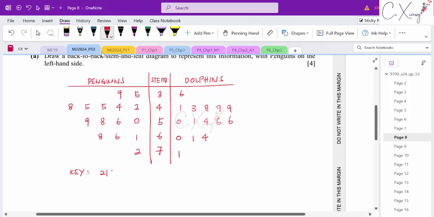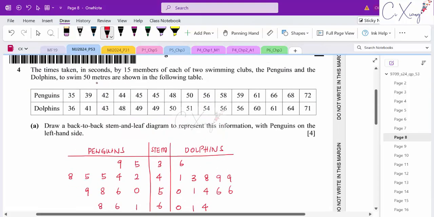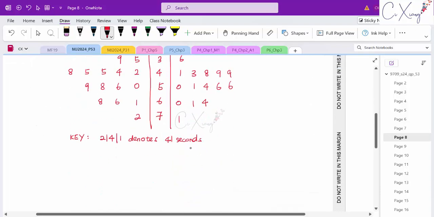So 2 | 4 | 1. What's the meaning of 2 | 4 | 1 here? It actually denotes 41 seconds. We need to emphasize here, when you want to write the key for the back-to-back stem plot or any stem and leaf diagram, the key must include the unit. This one they measure the time using seconds, so don't forget about the seconds here. So the 41 is for Dolphins, Dolphins on the right-hand side.